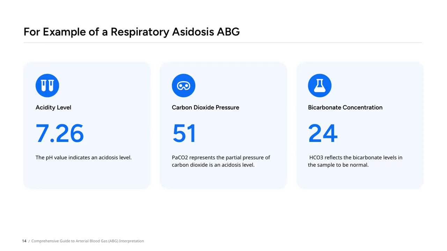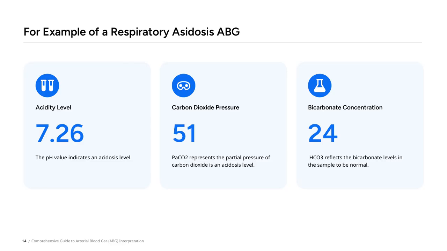Now, let's look at some key indicators on this ABG example of respiratory acidosis. First, the bicarbonate concentration, or HCO3, reflects the bicarbonate levels in the sample. In this case, it's normal at 24. This tells us that the bicarbonate isn't compensating or contributing to the acidosis. It's within the expected range. Next, we see the carbon dioxide pressure, or PaCO2, which indicates how much carbon dioxide is in the blood. Here, it's elevated at 51, and that's what's driving the acidosis.